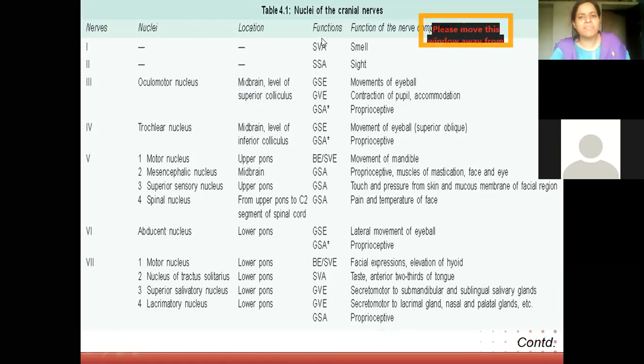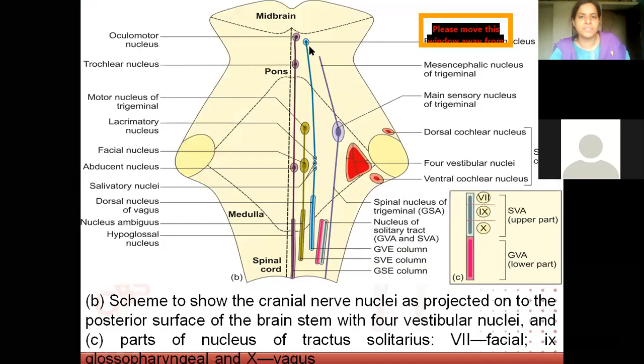These are the functional components: general somatic efferent, general visceral efferent, general somatic afferent. Somatic efferent is for the movements of the eyeball. Efferent is always motor. General visceral efferent is going to the pupil. It helps in accommodation and contraction of the pupil. Accommodation, pupillary reflexes we studied in physiology, and there the oculomotor nerve also was coming. General somatic afferent is for position sense. Okay, these are the functional components of this nucleus, what you have just seen.